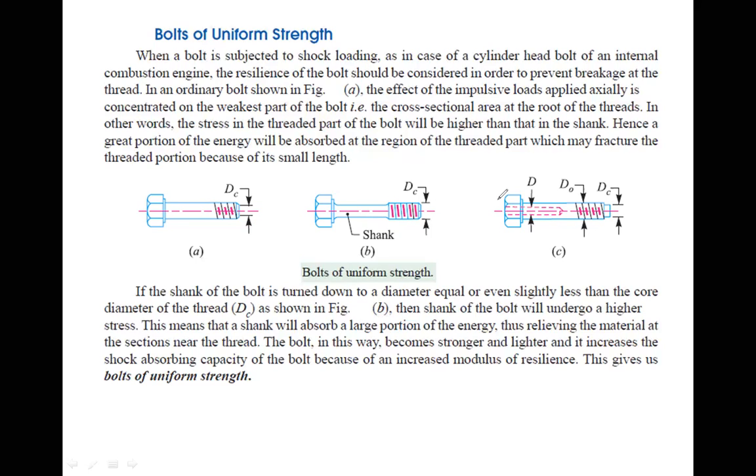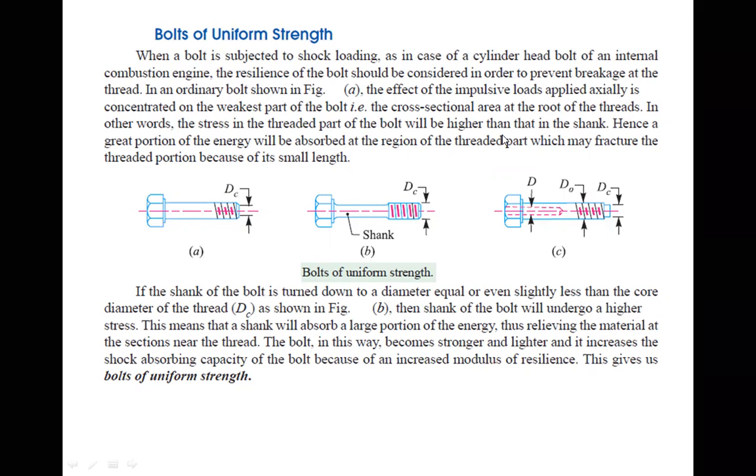Resilience means to take shock, to absorb the shock and to absorb variable loading. That capacity is going to increase. So that's why it is called a bolt of uniform strength.